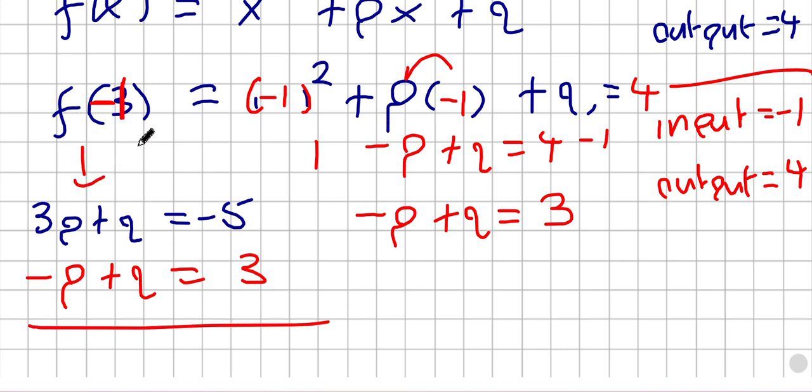Add downwards. What happens when you... Oh, no, don't add downwards actually. It doesn't cancel if you add downwards, does it? Okay. If I was to add downwards right now, here's what would happen. 3p take away p would be 2p. Q plus q would be 2q. And that'd be minus 2. That's no good to me. I needed one of the letters to disappear, didn't I?